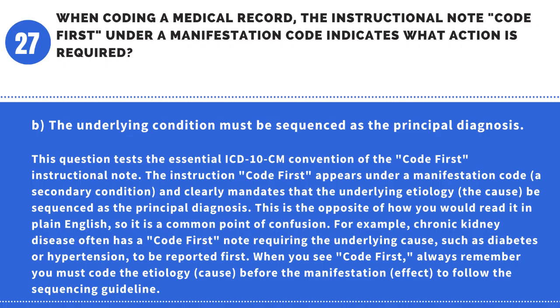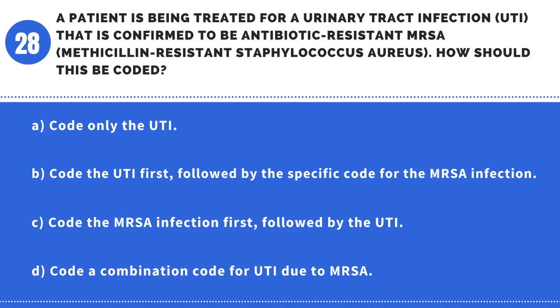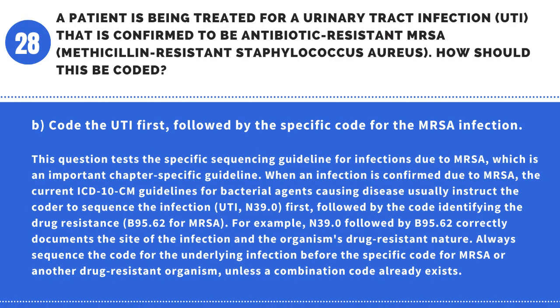Question 28. A patient is being treated for a urinary tract infection, UTI, that is confirmed to be antibiotic-resistant, MRSA, methicillin-resistant Staphylococcus aureus. How should this be coded? A. Code only the UTI. B. Code the UTI first, followed by the specific code for the MRSA infection. C. Code the MRSA infection first, followed by the UTI. D. Code a combination code for UTI due to MRSA. Answer B. Code the UTI first, followed by the specific code for the MRSA infection.